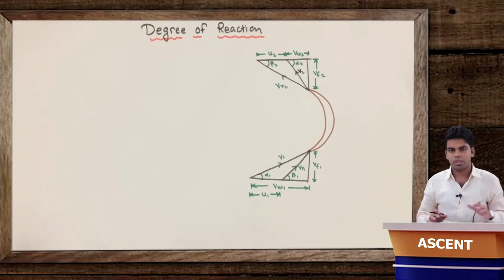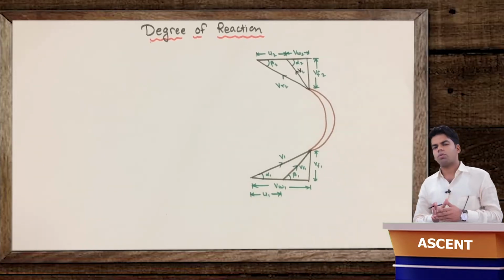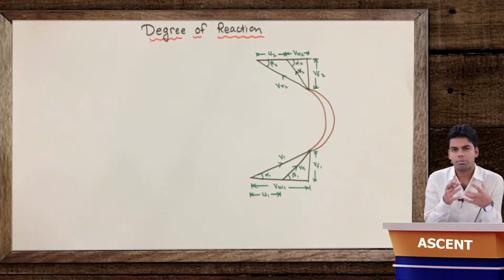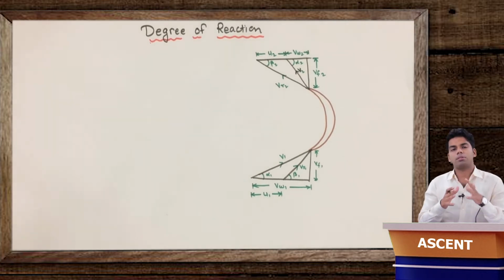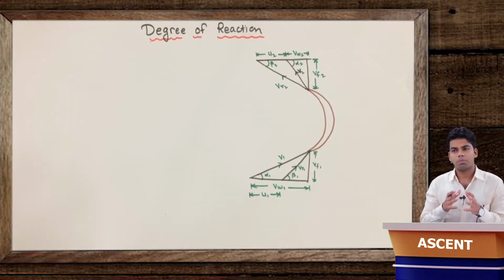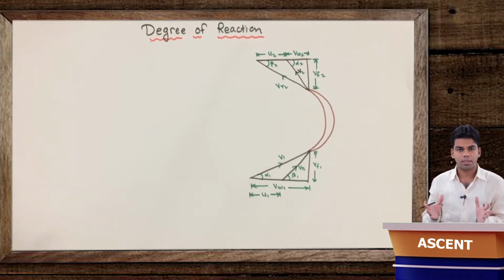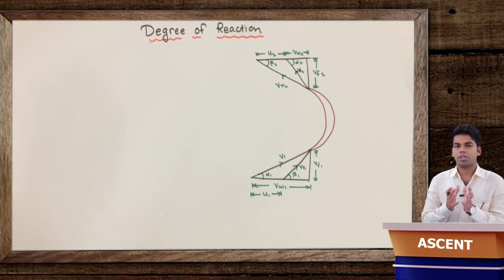Okay, now coming to the next topic, which is degree of reaction. Now what is degree of reaction? As I told you, two types of energies are available and converted in a reaction turbine: one is the kinetic energy and the second is the pressure energy. So degree of reaction means how much part of the pressure energy change takes place inside the runner out of the total energy. That is nothing but degree of reaction.